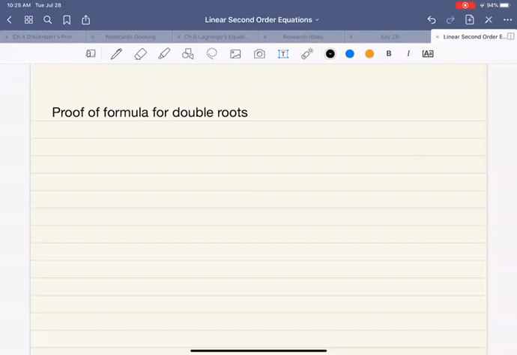All right, welcome. I'm going to prove this formula for the double roots. If you want to skip this video, I wouldn't think it's that necessary, but it's just for those people that want to see the proof.